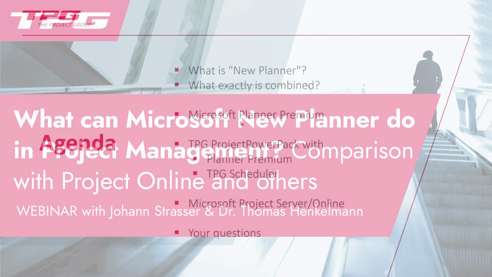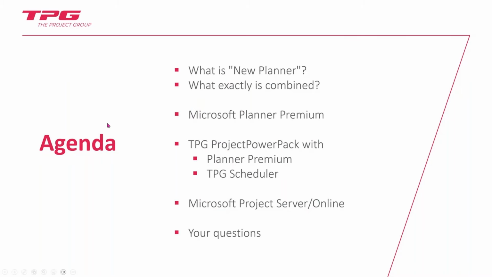What's on the agenda? So here it is. What is New Planner? What exactly is combined? Maybe you've heard that Planner, Project for the Web, and To Do should somehow be combined into a new application called New Planner. Let's have a look at this in detail. Then we have a look at Microsoft Planner Premium. The old Project for the Web is now Microsoft Planner in a premium plan. If it's not premium, it's basic. Basic means this is more or less the functionality of the old Planner, but we will have a look at this in a moment. But we focus in this webinar on Planner Premium.